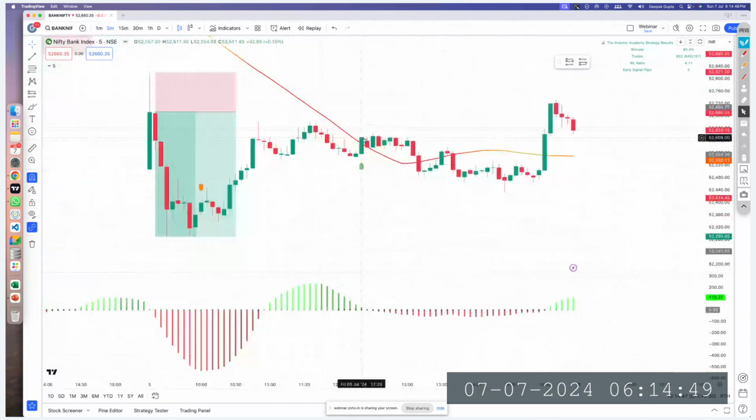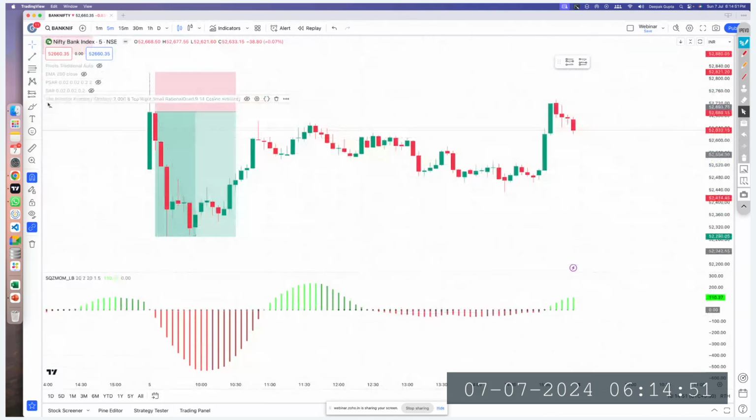So indicators are something that anyone can develop and publish on TradingView, as long as you have knowledge of Pine Script.